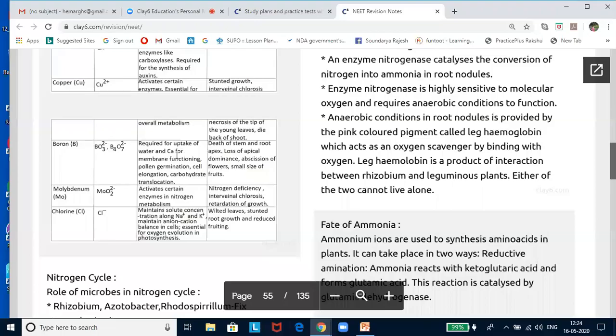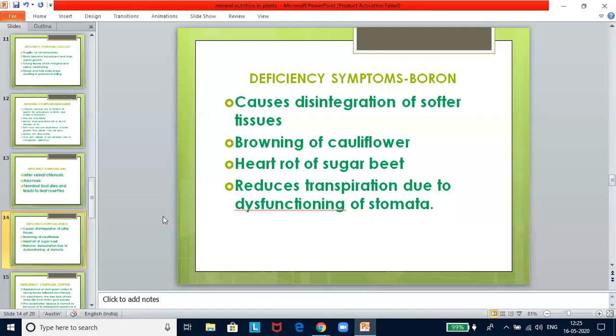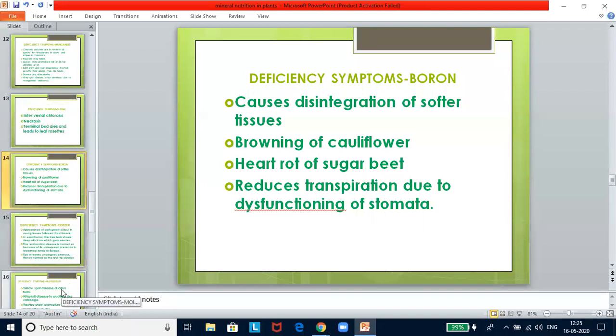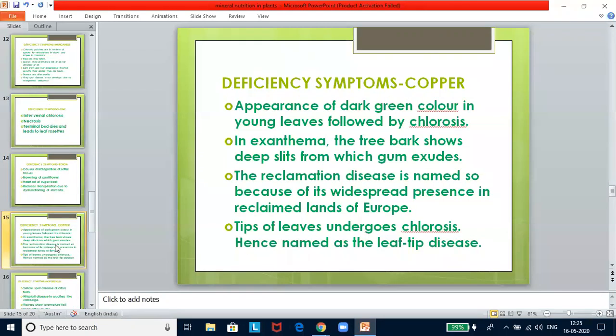Next one is copper. It is mostly absorbed as Cu2+ ions. Though the element can exist as Cu+ ion, it can take part in the electron transport system in both respiration and photosynthesis. In photosynthesis, the copper-containing enzyme is plastocyanin. It is the connecting link between photosystems 1 and 2. So this is very important. If they ask you which is the element associated with plastocyanin, then you should be able to say it is copper.